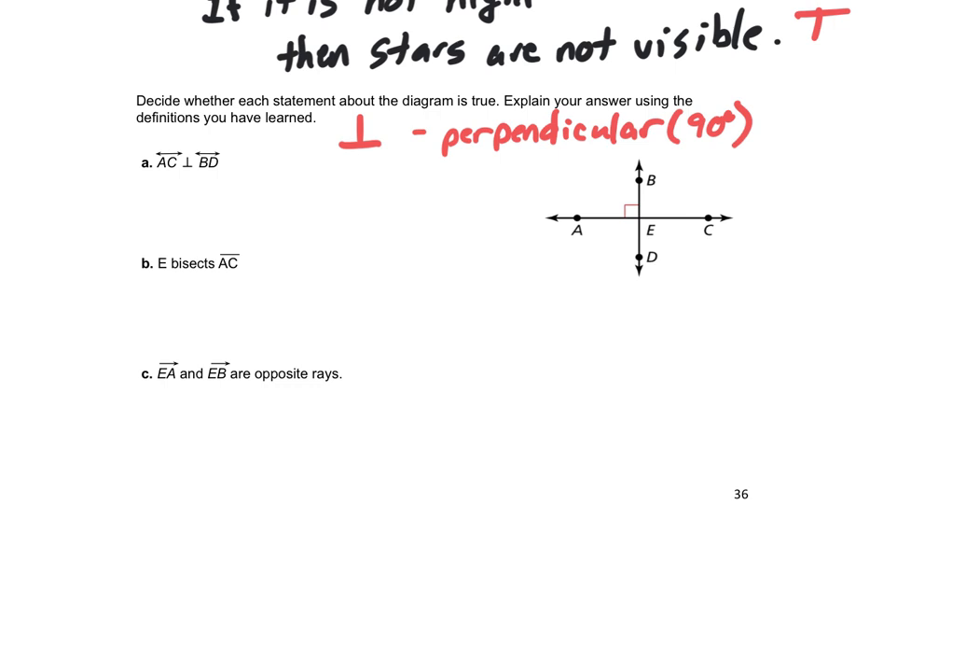So immediately on part A, we see that symbol. And the way that we're going to read this is AC is perpendicular to BD. And what we're trying to determine is, is that a true statement or a false statement? Do I know without a doubt that those two lines form two perpendicular lines?